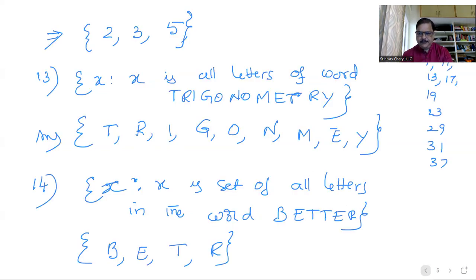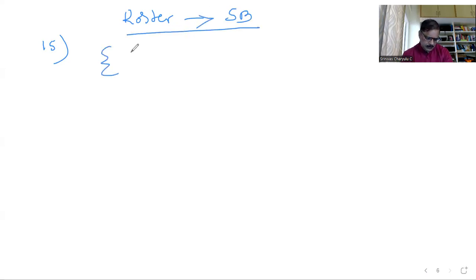What is the next one? 15th one. Here, they are asking us to go from roster to set builder. They have given 3, 6, 9, 12. So what is this? X is a multiple of 3. You can write that now. What is the answer you see here? First letter is 3, this is 6, this is 9, this is 12.